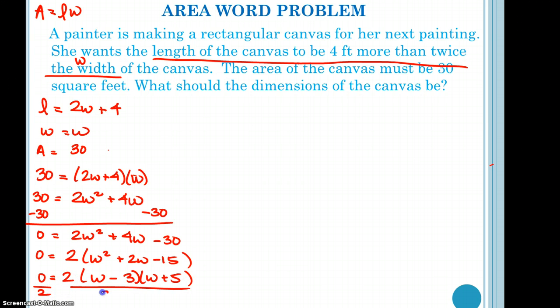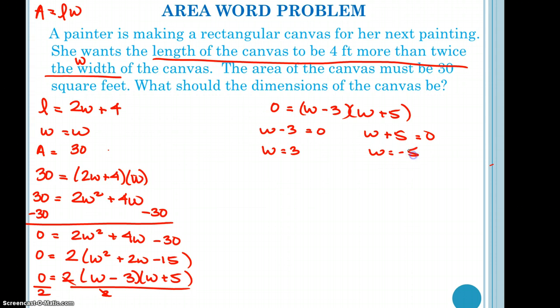Delightful. What about the length, though? Because they wanted me to find the dimensions of it. So that means the length and the width. Well, you have this equation here. It's 2 times 3 plus 4. 2 times 3 is 6 plus 4, 10 feet. So the dimensions are the length is 10 feet and your width is 3 feet.